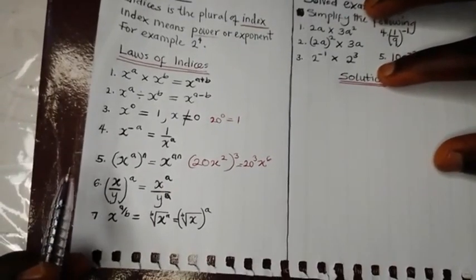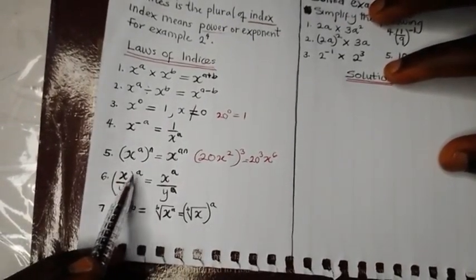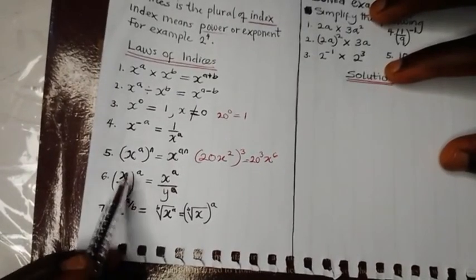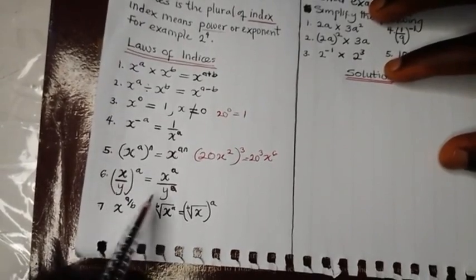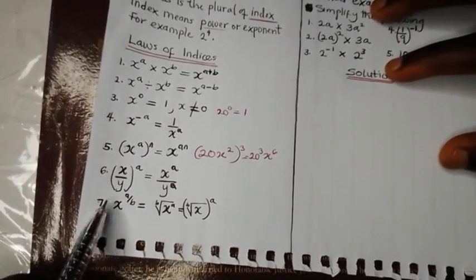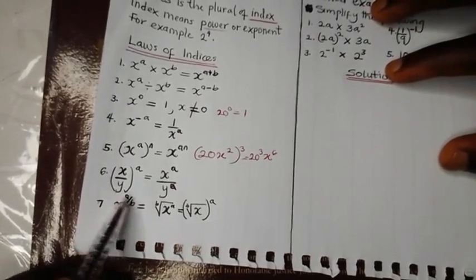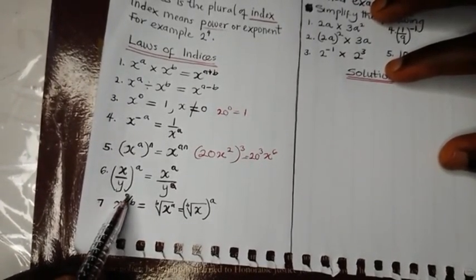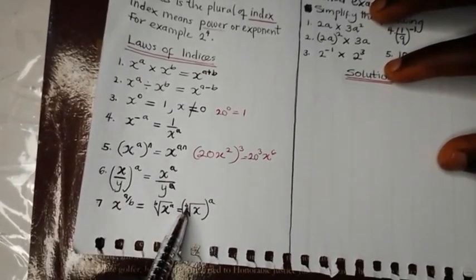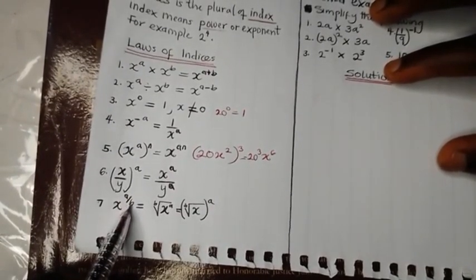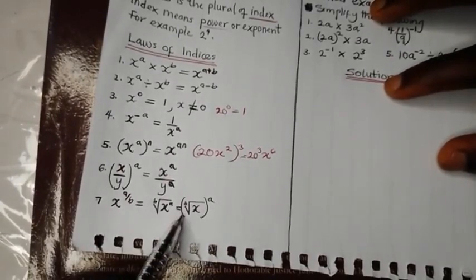Also, when we have a fraction raised to a particular power, both the numerator and denominator share that power. So it's the same as x raised to power a and y raised to power a. The final one is whenever we have a variable or a number raised to power a fraction, the numerator becomes a power and the denominator becomes the root. So if this b here is 2, then it becomes square root. If it is 3, it becomes cube root.